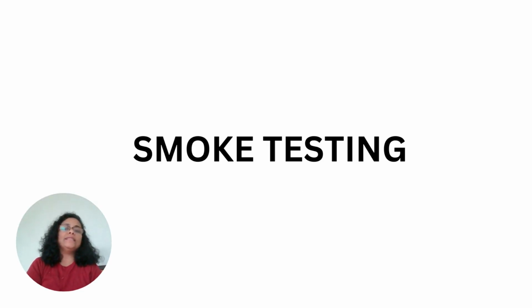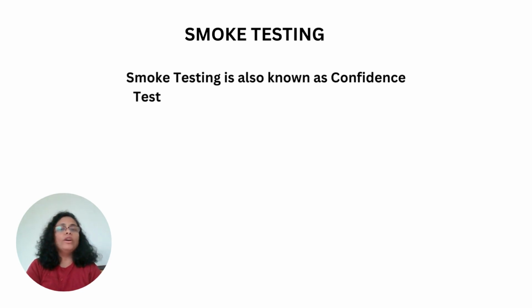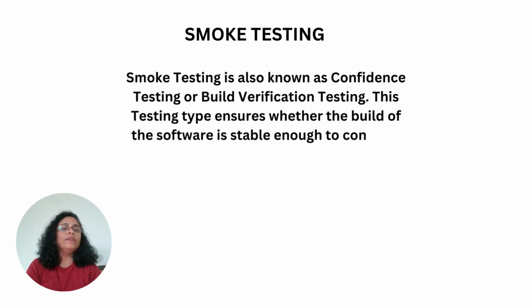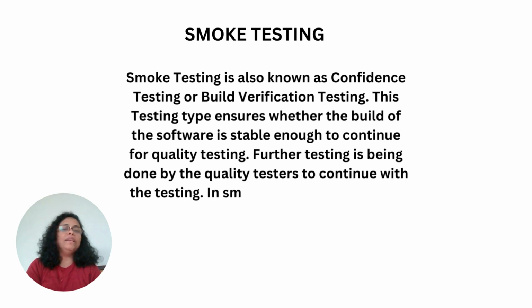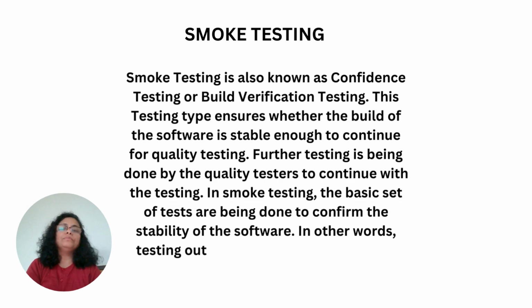Next is smoke testing. Smoke testing is also known as confidence testing or build verification testing. This testing type ensures whether the build of the software is stable enough to continue for quality testing. Further testing is then done by the quality testers. In smoke testing, a basic set of tests is done to confirm the stability of the software. In other words, testing out the main functionality of the software build.